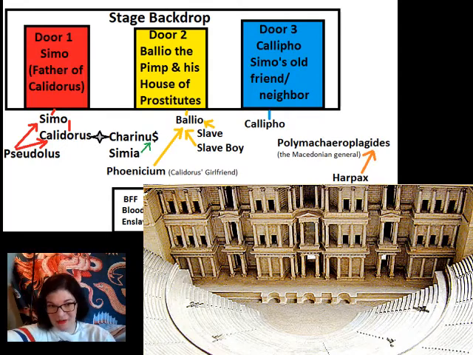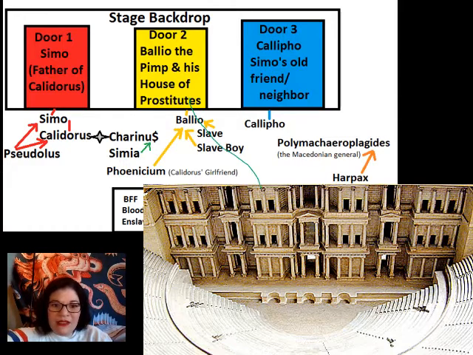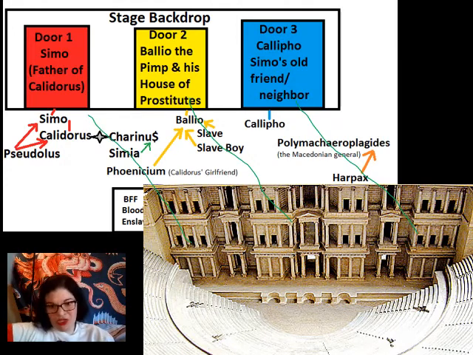So here is that stage backdrop again, mapped against the ancient stage. So here's that center. We use green. So we've got center door, right door, left door. So that's what you should be imagining when you're imagining what this play would look like.